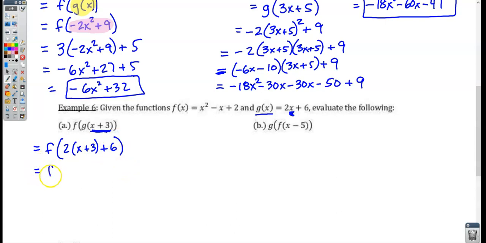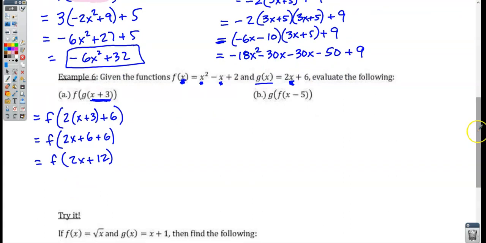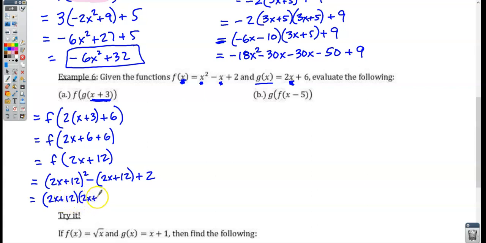And then I'm going to go ahead and simplify what's inside here. So that's distribute that 2 through there. And this becomes f of 2x plus 12. And now I'm going to take 2x plus 12 and put it in this function everywhere where there's an x. So this is going to be equal to 2x plus 12, the quantity squared, minus the quantity 2x plus 12, plus 2. And again, remember, this is 2x plus 12 times 2x plus 12.